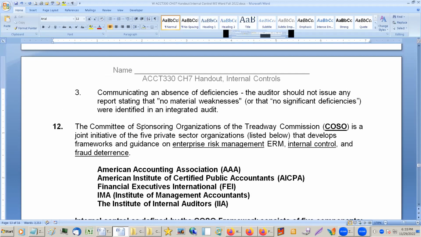I'm so sorry, this is pretty dry stuff. This is one that gets tested more than you would think. Communicating absences of deficiencies.